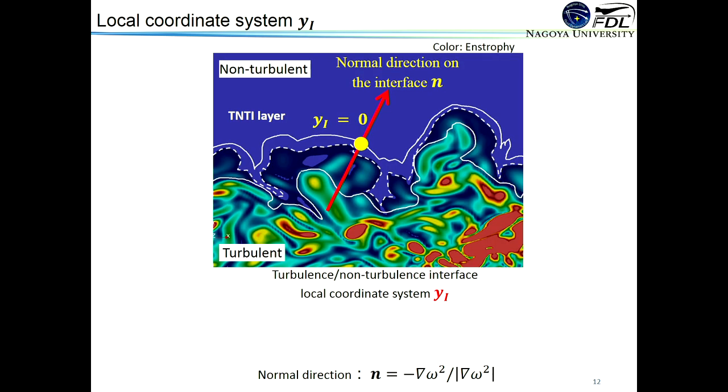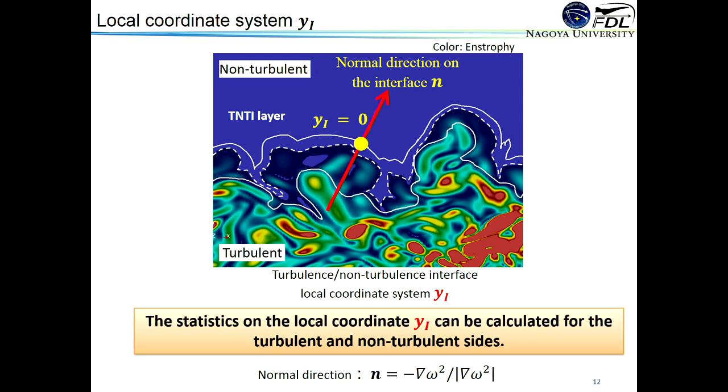To study the turbulent and non-turbulent flow statistics separately, a local coordinate system YI is built here. The orange point is on the irrotational boundary, and the normal direction is calculated from the enthalpy gradient. By this local coordinate, the statistics can be calculated for the turbulent and non-turbulent sides separately.